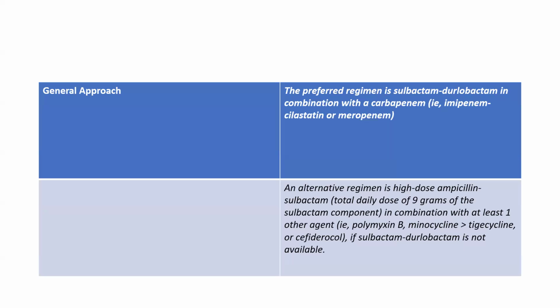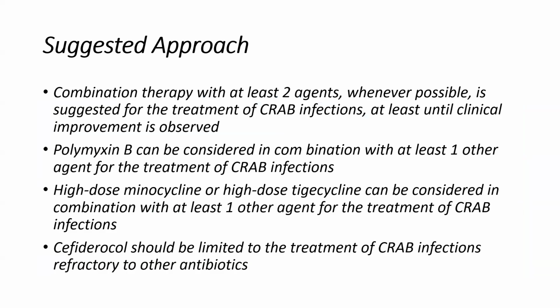So what are the treatment options that are available? The general approach is that the preferred treatment regimen is sulbactam-durlobactam in combination with a carbapenem. The alternative is high dose ampicillin-sulbactam, a total of 9 grams, in combination with at least one other agent, that is polymyxin B or minocycline, if sulbactam-durlobactam is not available. Combination therapy with at least two agents whenever possible is suggested for the treatment of CRAB infection, at least until clinical improvement is seen.